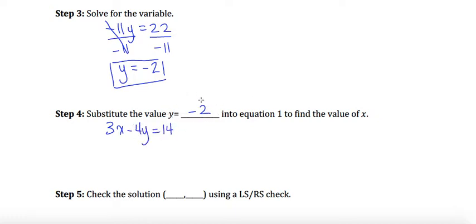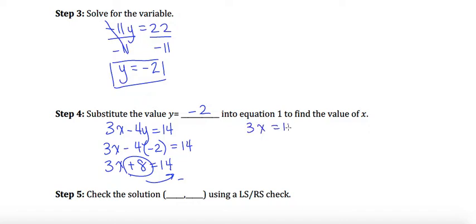So I'm going to substitute the value of negative 2 in place for my y. So I have 3x minus 4 times negative 2 is equal to 14. 3x minus 4 times negative 2 is positive 8, and that's equal to 14. I want to isolate the x, but I first do that by moving over whatever constant is being added or subtracted. And so the inverse operation is going to be subtraction. So I have 3x is equal to 14, take away 8. 3x is equal to 6.